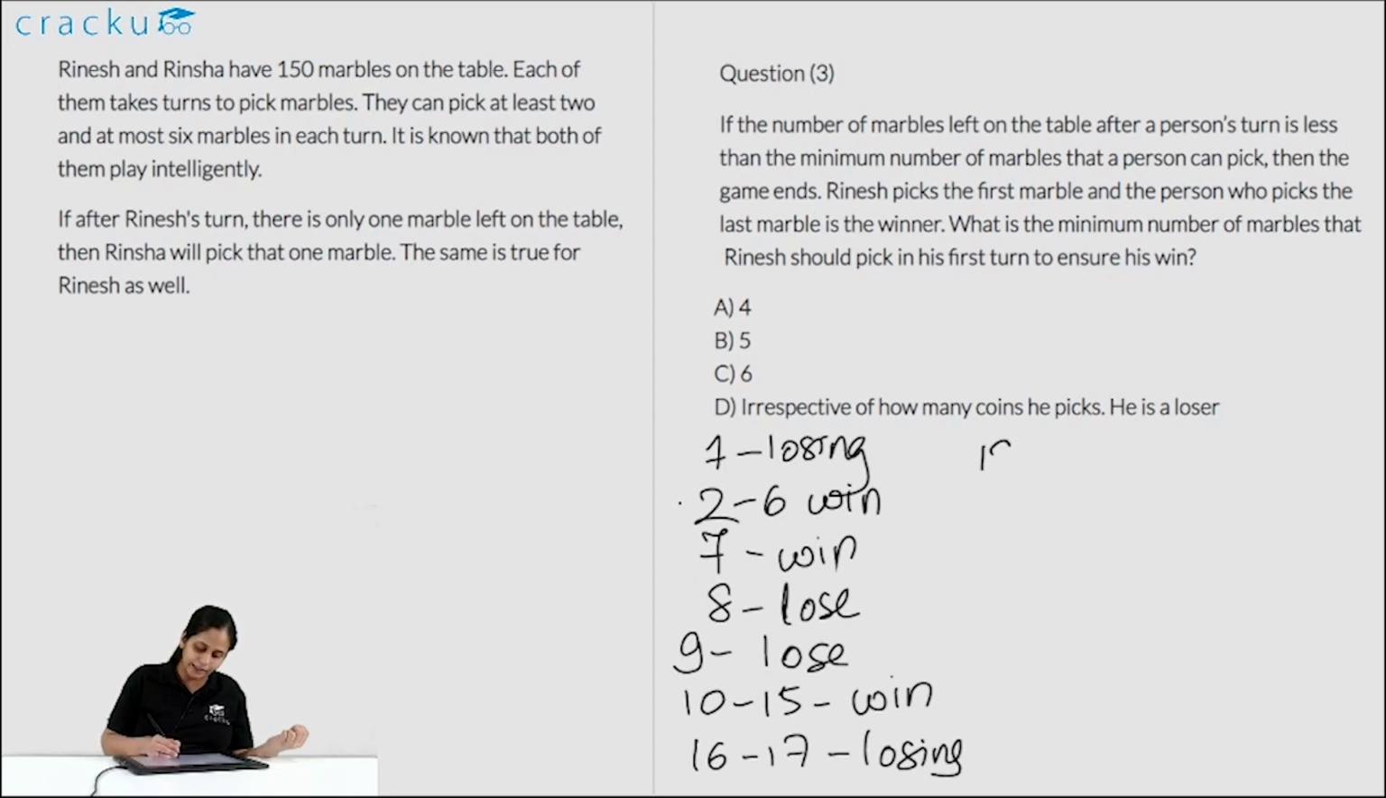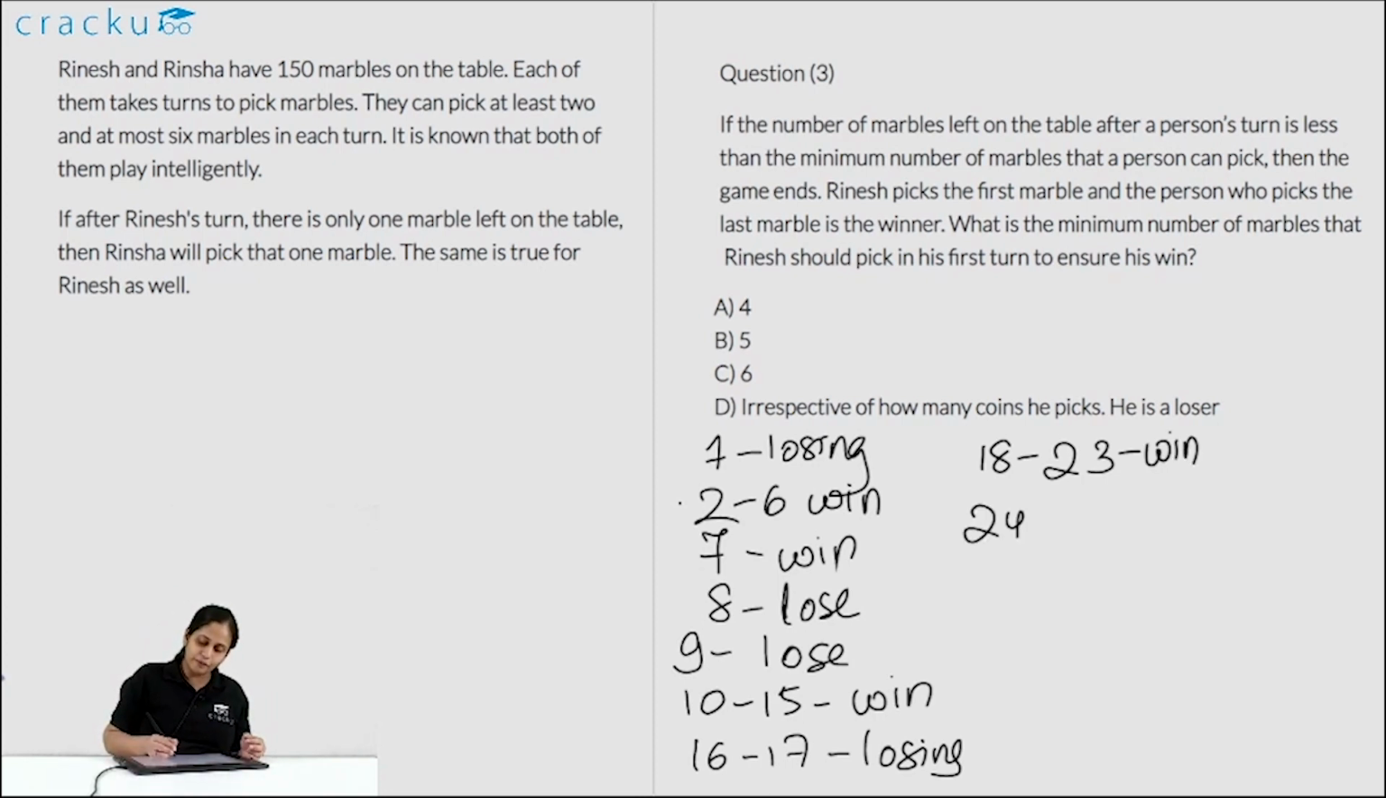This is 18 to this plus this, so this is 23. So 18 to 23. If I have 18, I'll pick 2 coins and leave 16 on the table and my opponent will always lose. If I have 23, I'll pick 6 coins and my opponent will have 17 and he'll always lose. So between 18 to 23, I'll always win. So this is a winning position.